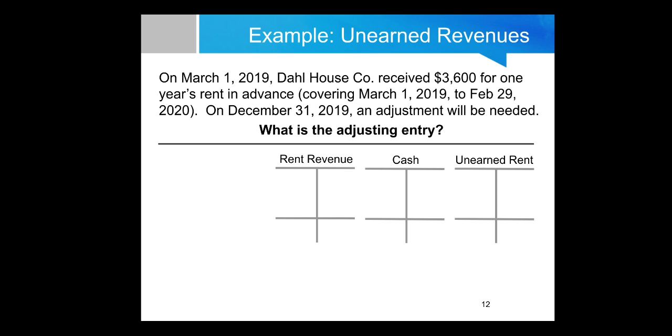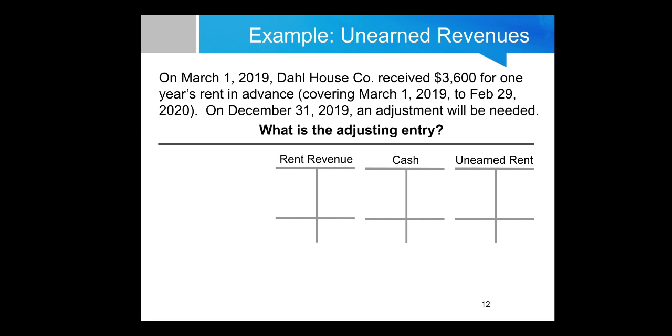Now the second thing is you calculate for the year 2019 how many months the rental service has been provided. The rental service started from March 1st. So March, April, May, June, July, August, September, October, November and December. So 10 months have passed. It shows that the business has to record 10 months of rental revenue. 1 month is $300, 10 months is $3,000. That is the rental revenue for the business during the year 2019.